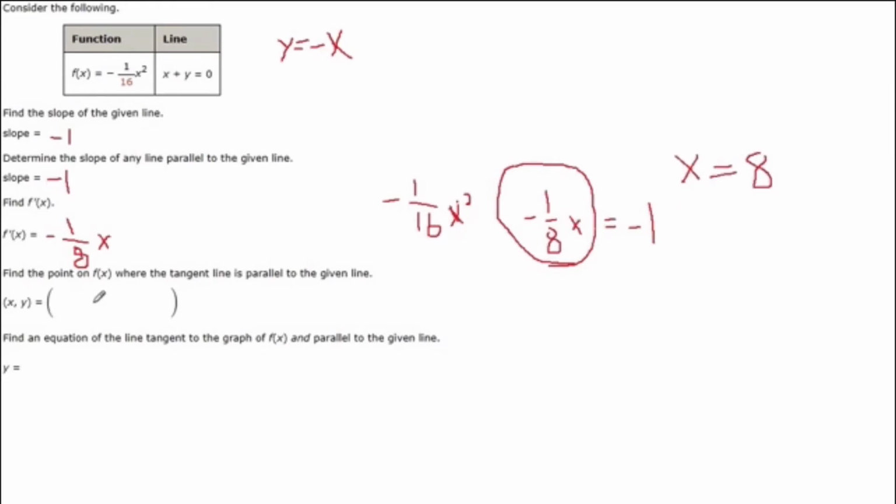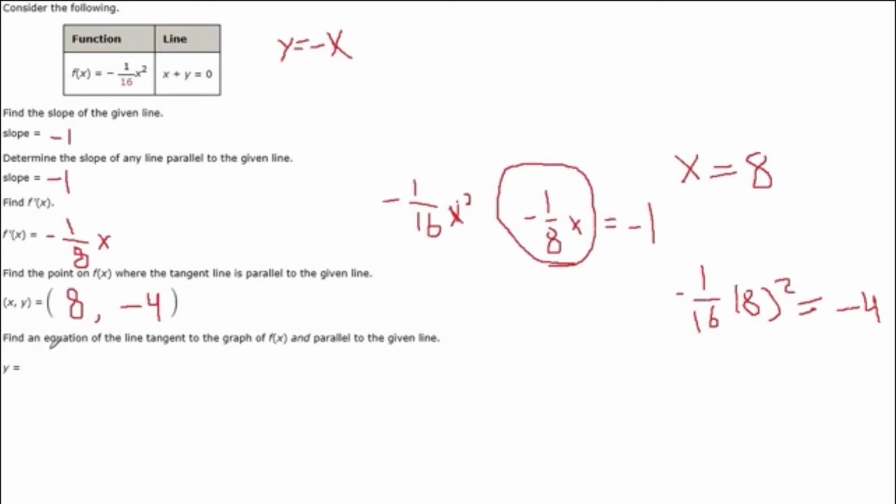So now that we have the x value of our point, we can go back to the original function and just plug in 8. So we'll get negative 1/16 times 8 to the power of 2. And when we plug that in, we'll get negative 4. So we got our point.